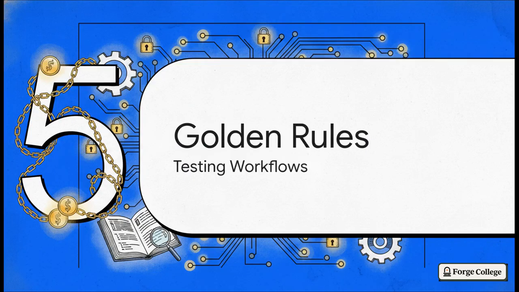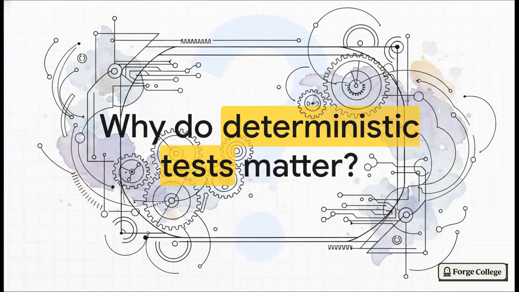And finally, Section 5, Golden Rules. Let's lock in our testing workflows. So I'll pose this question to you. Why do deterministic tests actually matter? Like, why do we care so much about removing random seeds, external dependencies, and time fluctuations from our testing lab?